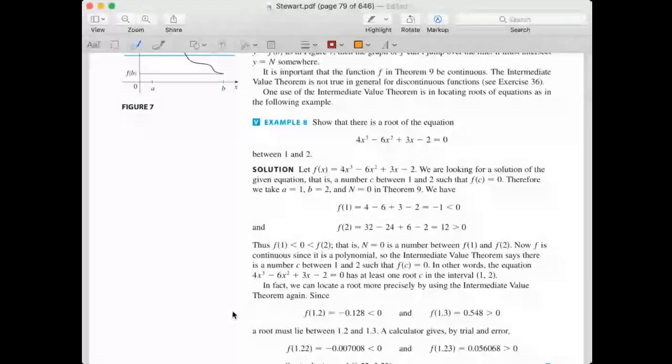Okay, let's see example 8. Example 8 is showing that there is a root of this equation. So this is a polynomial, right? A polynomial of degree 3 is difficult to solve for the root. Usually it's difficult to solve for the root, but this one we could do it.